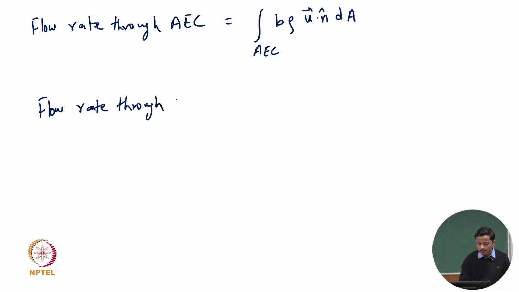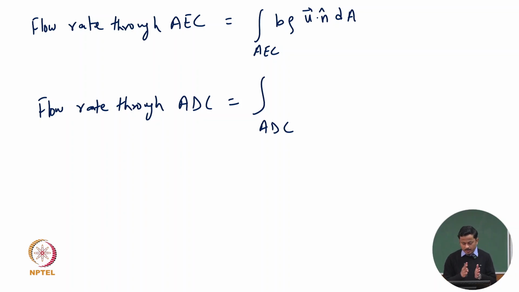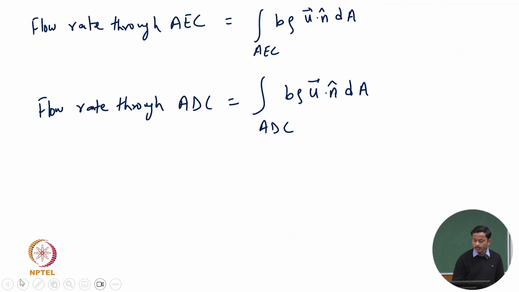flow rate through ADC, this is the other surface through which the system is going out, is also similarly B rho u dot n cap dA. Here u dot n cap would be negative. So this will take care of whether something is going in or coming out.